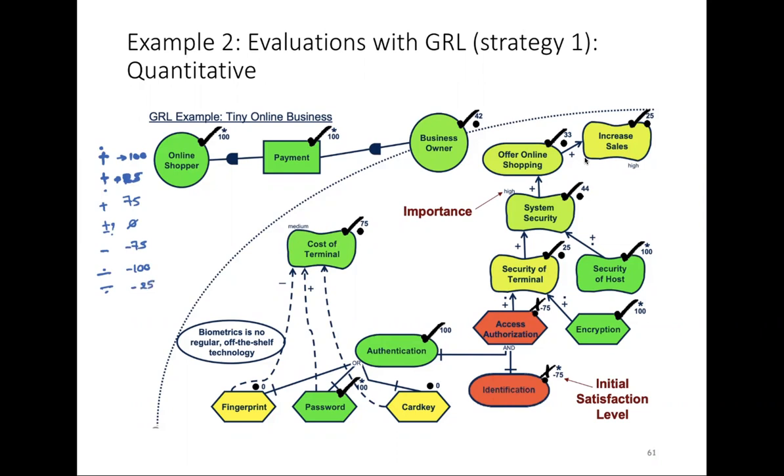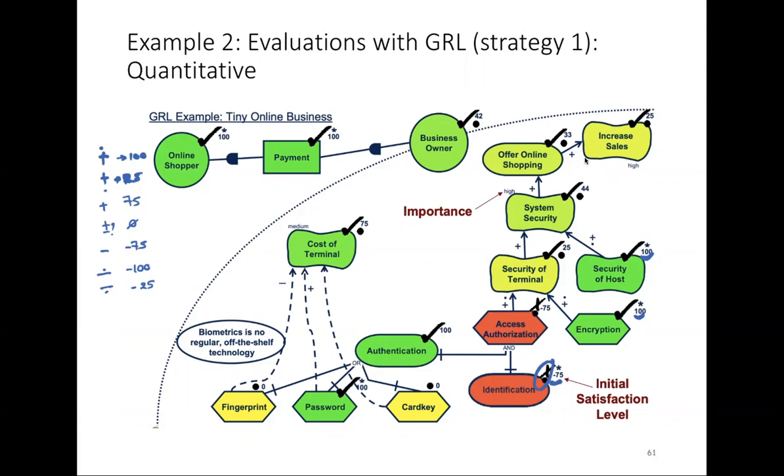So whenever you see a star, it means it is the initial satisfaction level. It is weakly denied. I'm going to use negative 75 as initial given. I'm going to use fully satisfied, which means 100%, fully satisfied for the security of host. And you can see this actually by the color. Red means a negative value and green means positive value. And the degradation of the color depends on the number between 0 to 100 or negative 100 to 0.